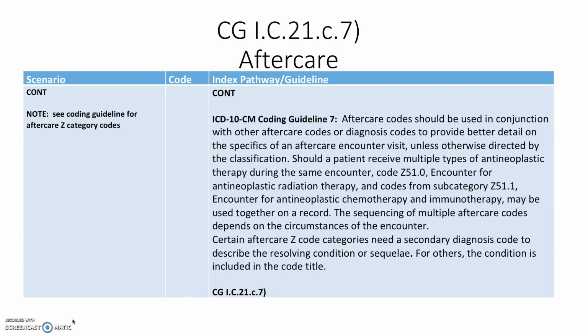Aftercare codes should be used in conjunction with other aftercare codes or diagnosis codes to provide better detail on the specifics of an aftercare encounter visit, unless otherwise directed by the classification. Should a patient receive multiple types of antineoplastic therapy during the same encounter, code Z51.0, Encounter for Antineoplastic Radiation Therapy, and codes from subcategory Z51.1, Encounter for Antineoplastic Chemotherapy and Immunotherapy, may be used together on a record.